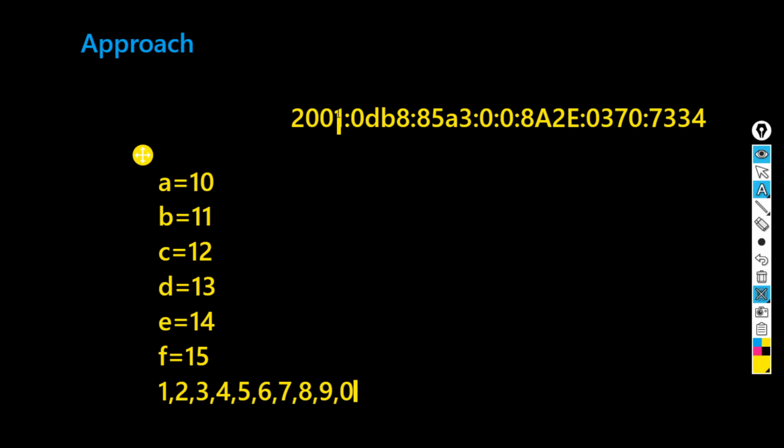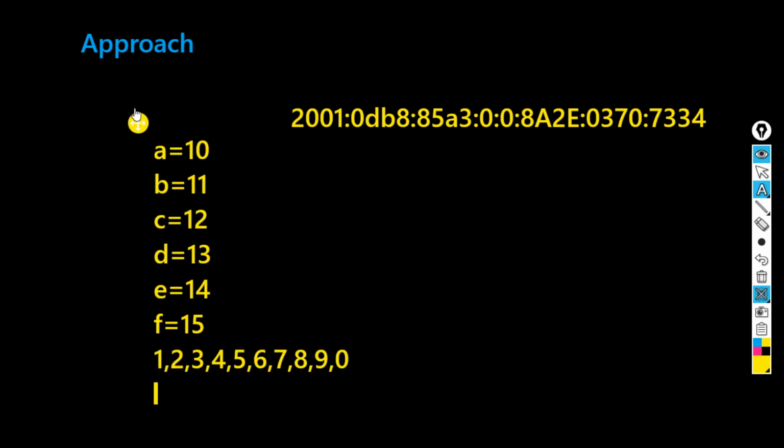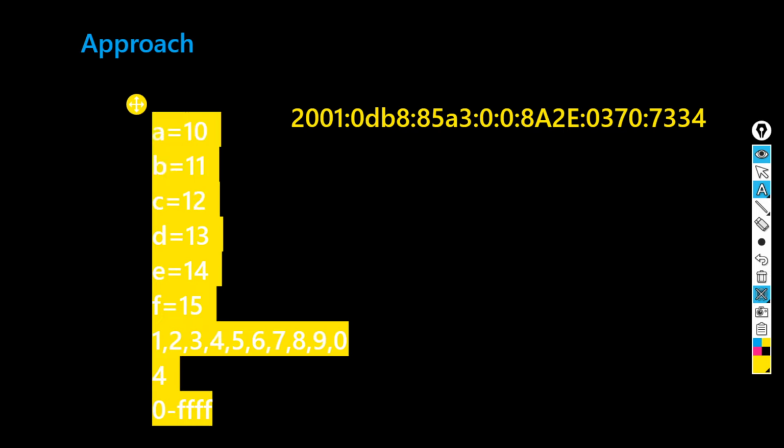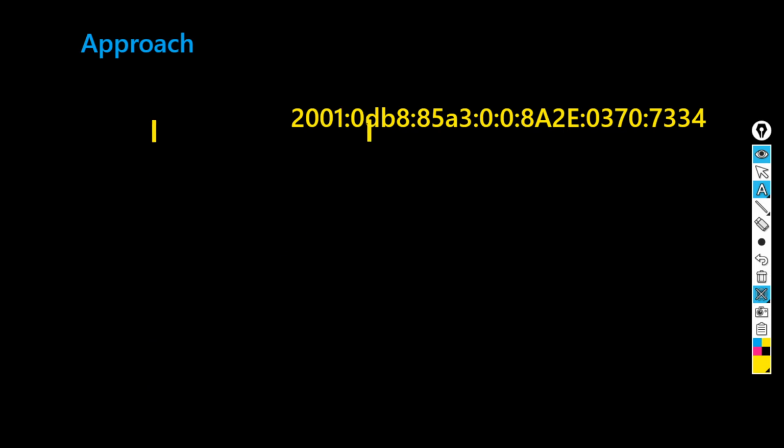So 16 values can exist at every place, and the length of every subpart can be at most 4. So the range is 0 to F. This is the highest range in which the number can exist. So how will we check for this? Again, first of all, we will split it by the colons, and we will make 8 parts out of it: 1, 2, 3, 4, 5, 6, 7, 8.